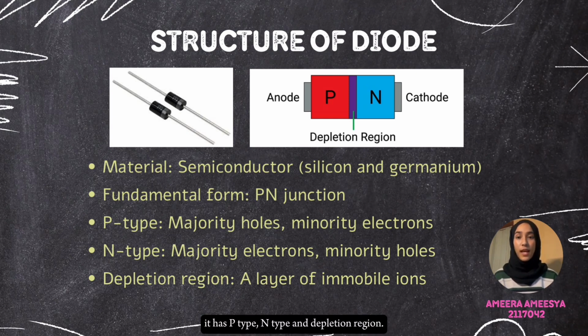In a PN junction, it has P-type, N-type, and a depletion region. P-type is at the anode terminal and N-type is at the cathode terminal. And in the middle, it has the depletion region. The P-type has holes as its majority carrier and electrons as its minority carrier, as against the N-type material, which has electrons as its majority carrier and holes as its minority carrier. The depletion region is a layer of immobile or unmoving ions.